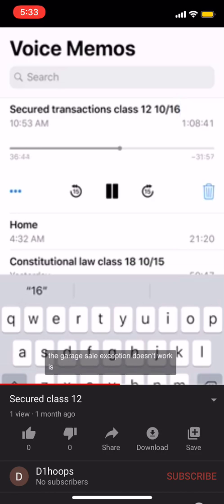So the garage sale exception doesn't work. Is Oil Slick a buyer in the ordinary course? Why not? The Halyards are not in the business of selling. Is ONB a perfected secured party? Yes, it says they're perfected. Okay. Right now, alarm bells should be going off. Uh-oh. Security interest continues, right?